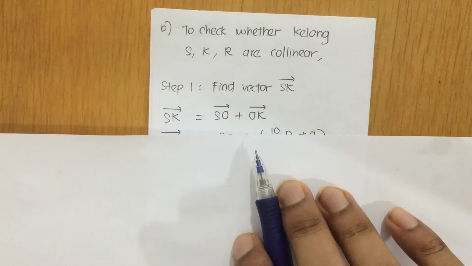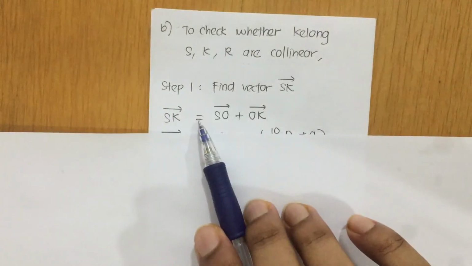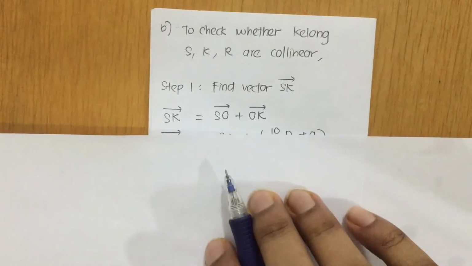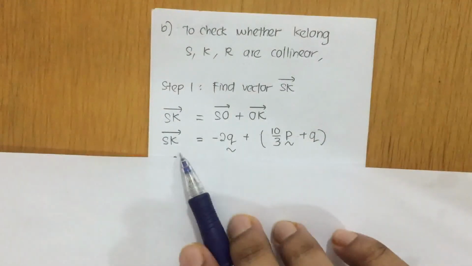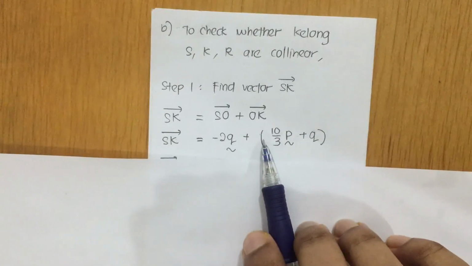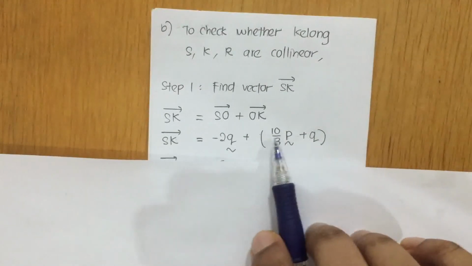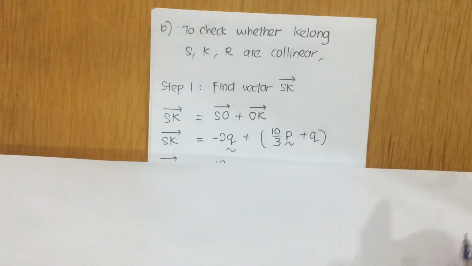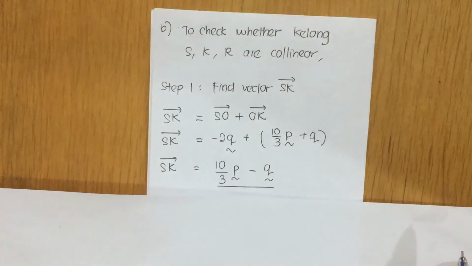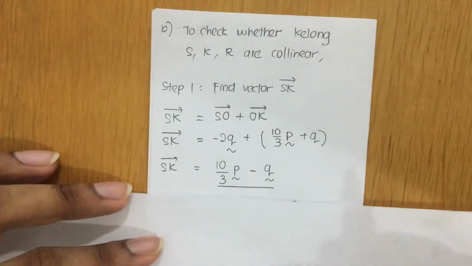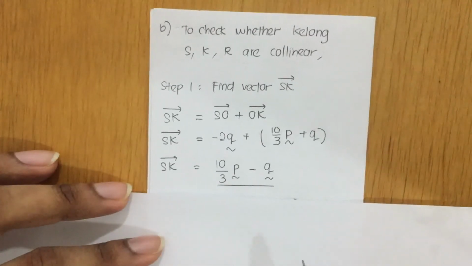So how to find vector SK? Vector SK is equal to vector SO plus vector OK. So vector SK is equal to negative 2q, plus vector OK. Vector OK we have already found just now, which is 10/3p plus q. So you add them together, and you should get vector SK is equal to 10/3p minus q. This is your first step. Let me proceed to the next step.